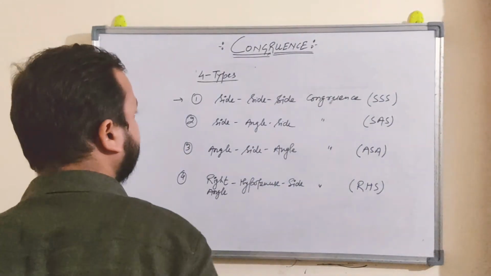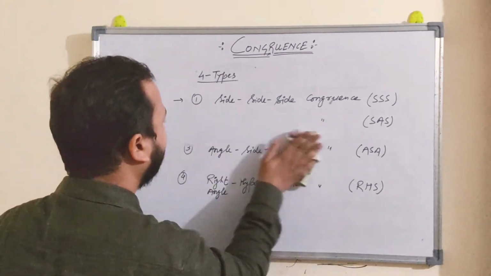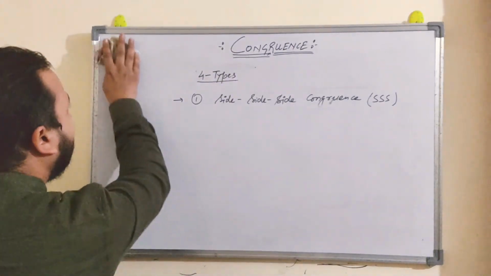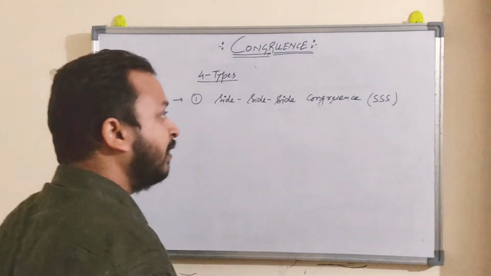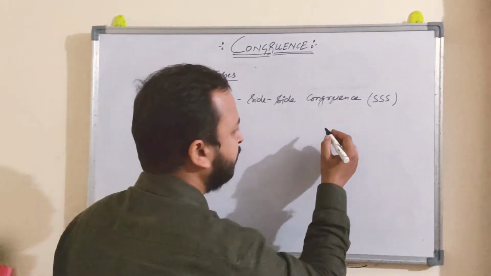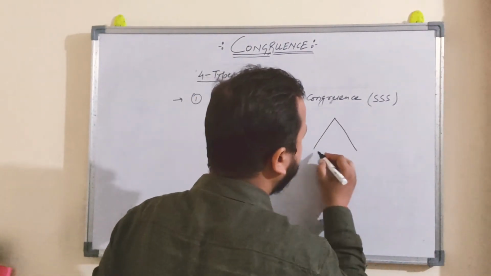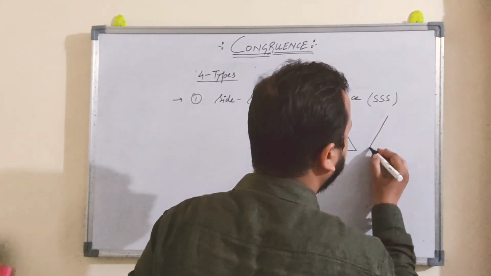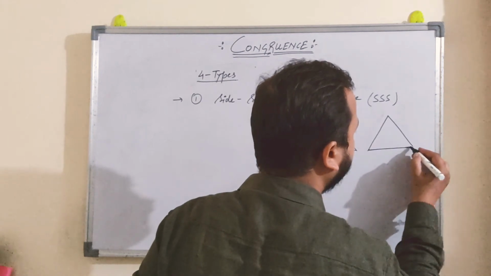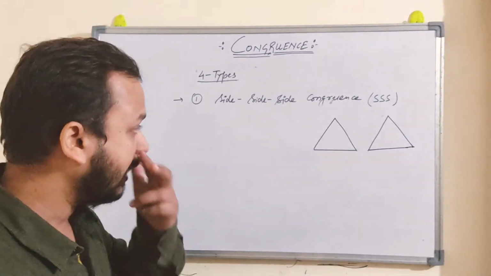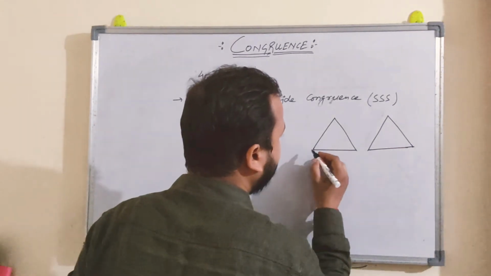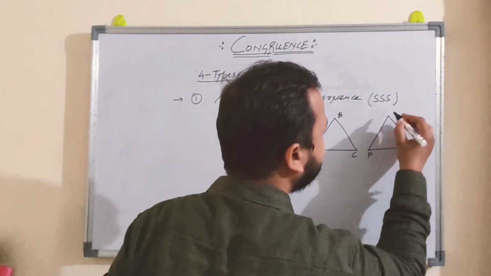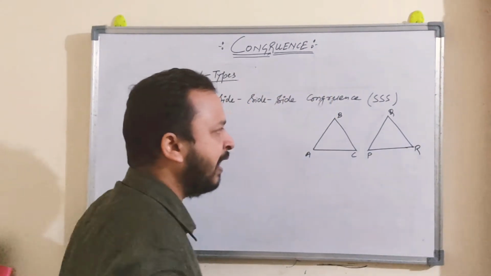So first one is side congruency. We know that a triangle is a closed figure which is made up of 3 sides. Suppose this is one triangle and this is another triangle. This triangle is ABC, and this is PQR.